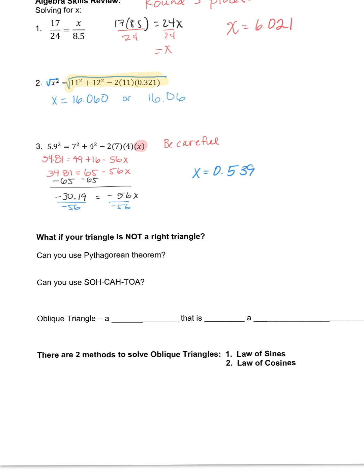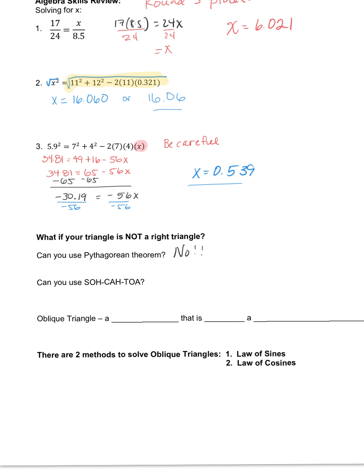Okay, all right. So again, pay attention to the different kinds of problems you have between 2 and 3. All this algebra review we'll use when we're doing the law of sines and law of cosines. So let's go answer these questions. The first one is, what if your triangle is not a right triangle? Can you use Pythagorean theorem? No. Pythagorean theorem is only used for right triangles, okay?